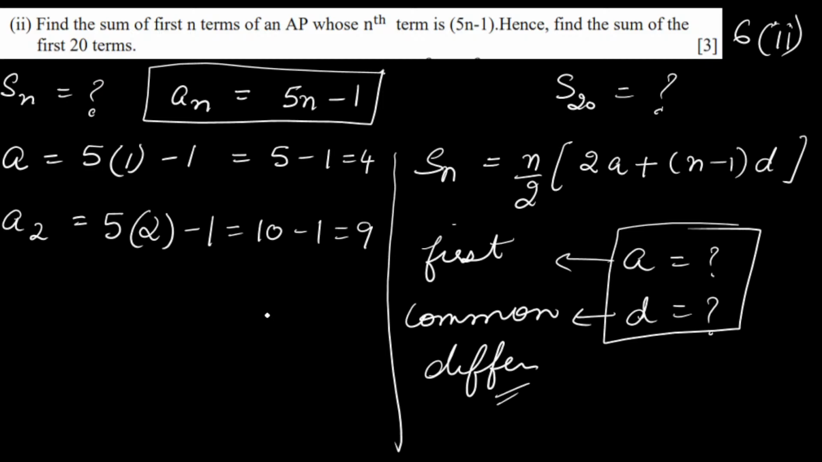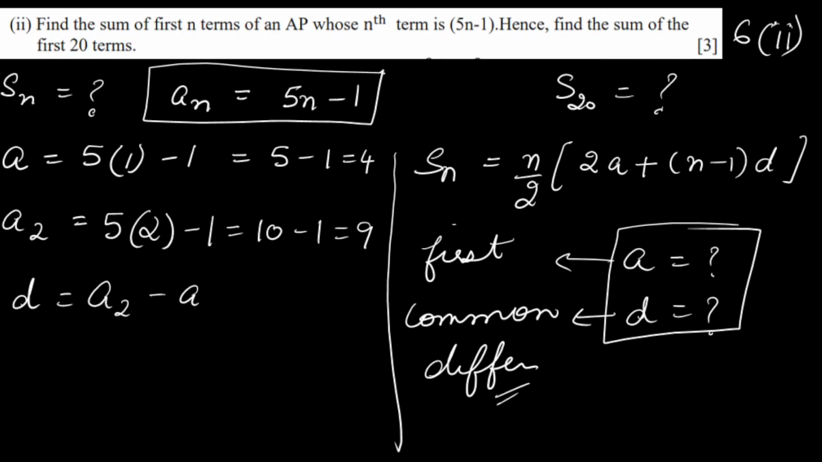Yes, A is equal to 4, D is equal to 5. So A, 4, we have got it. Now D we have to find. So the common difference is D. D is A2 minus A. You can do it by A3 minus A2, A4 minus A3, so any way you can do.